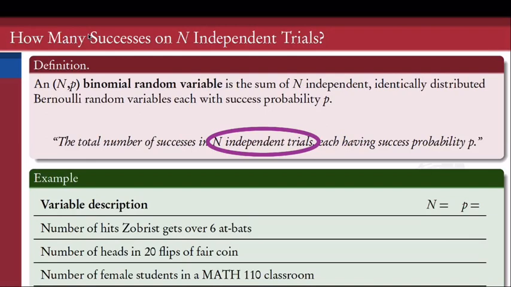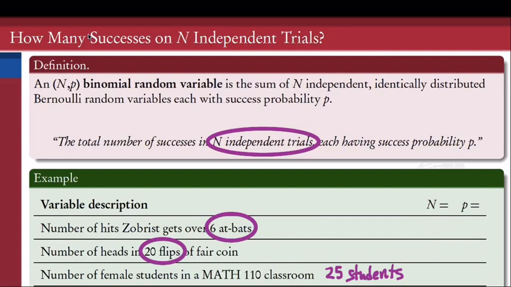By definition, a binomial random variable is the sum of n, capital N, independent and identically distributed Bernoulli random variables, each whose success probability is equal to p. A shorter way to say that is a binomial random variable records the total number of successes in a series of n independent trials, each of whose success probability is equal to p. So examples are Zobrist getting 6 at-bats in a game, flipping a fair coin 20 consecutive times, making a classroom of 25 randomly selected students.